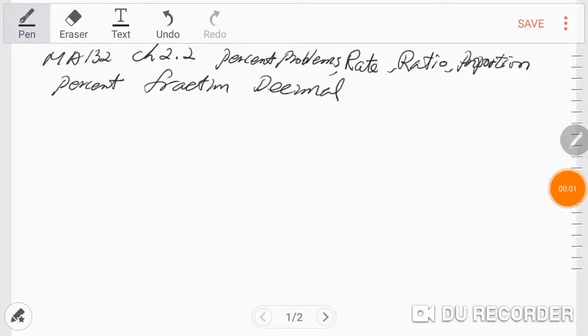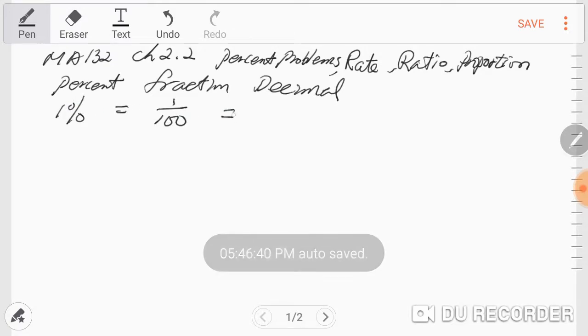In this section, we will learn about rate, ratio, and proportion. Before we do this, we have to understand converting percent into decimal or vice versa. Let's say 1%. 1% means 1 out of 100, so the decimal will be 0.01. So when you convert percent into decimal, just divide the percent by 100.